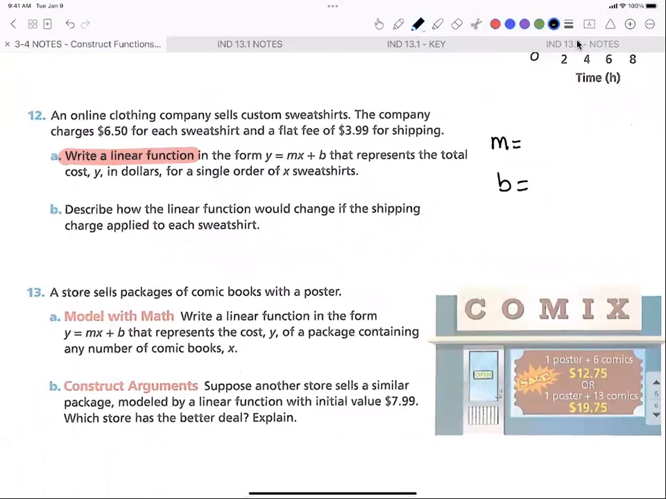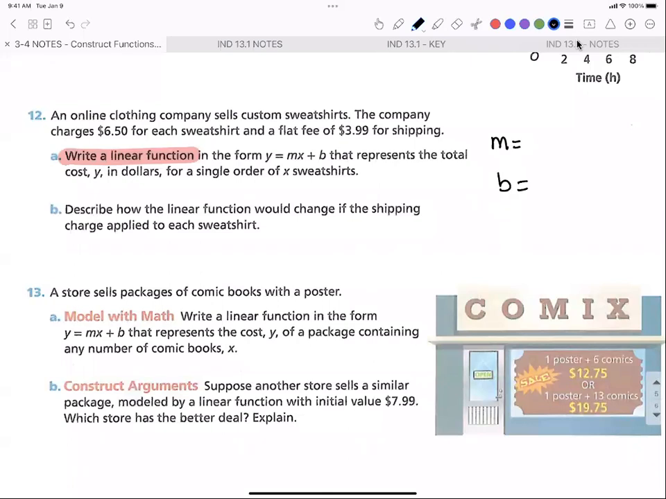It tells me that the company charges $6.50 for each sweatshirt. Could I say that the company charges $6.50 per sweatshirt? Does that make sense? Okay, for each and per sweatshirt mean the same thing. And a flat fee of $3.99 for shipping.